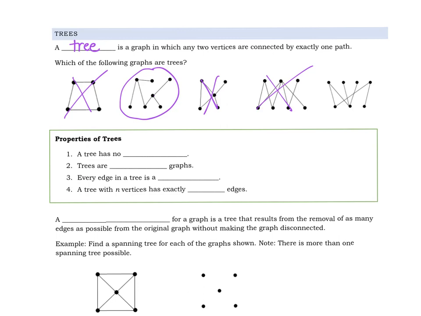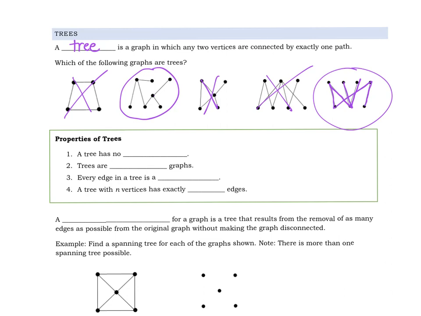And then this last graph kind of looks like the one we just talked about, except if you pick any vertex and you start following it, you'll notice there aren't any circuits. There's no way that I get back to where I started. I only have one way to go in and out. And so that graph as well is a tree.